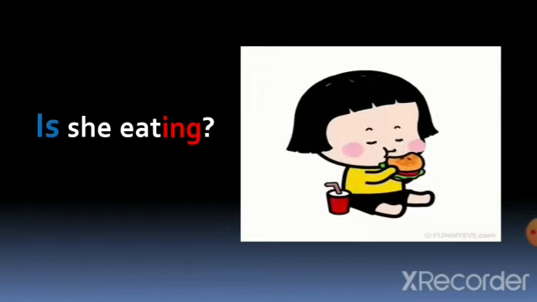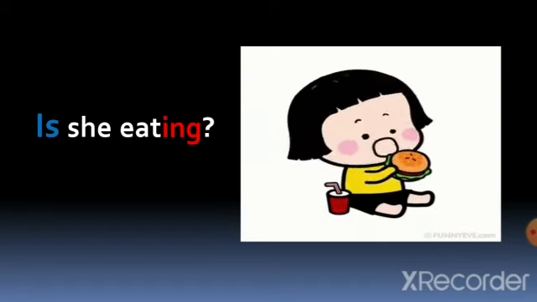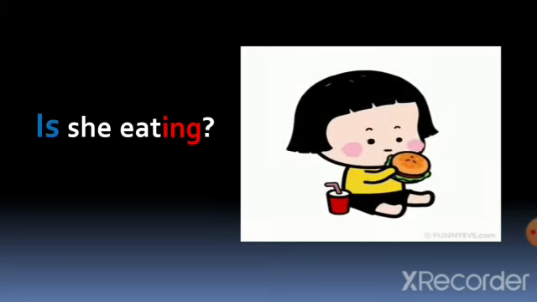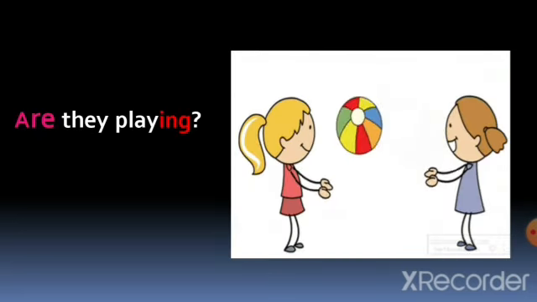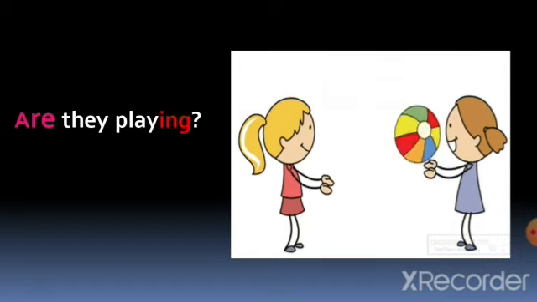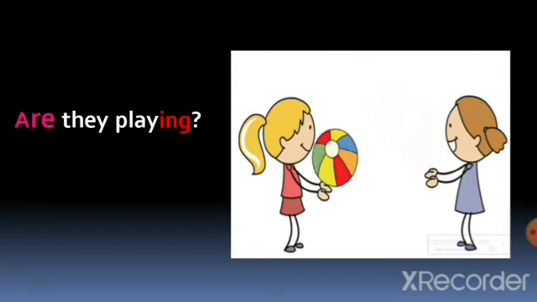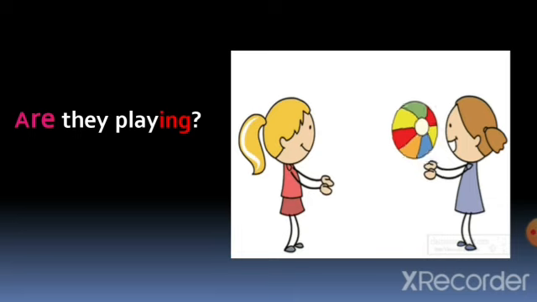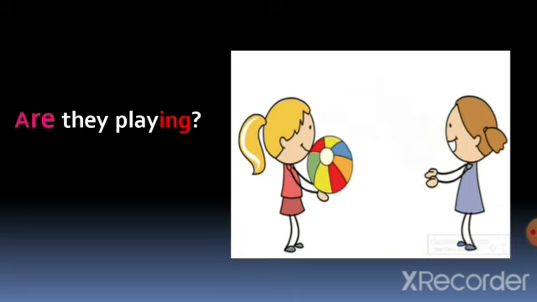Is she eating? Here the sentence starts with is and ends with the verb eat ending in ing, eating. So it is forming a question. So this sentence will be a present continuous interrogative sentence. Are they playing? Here the sentence starts with are and ends with the verb play ending in ing. Again forming a question. So this sentence will be a present continuous interrogative sentence. So interrogative sentence means in the form of question.